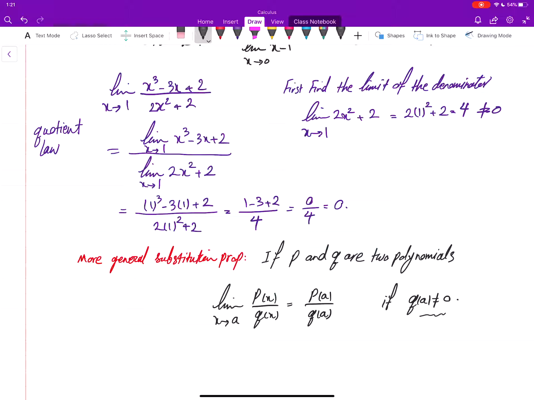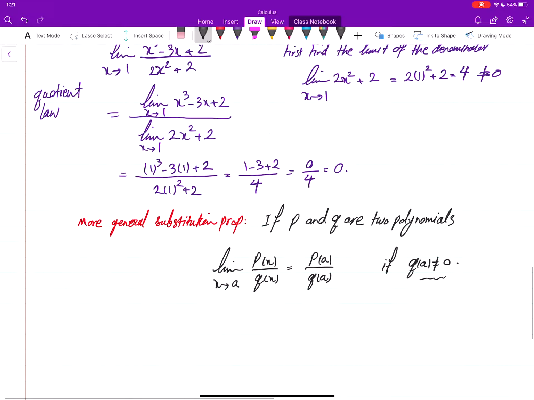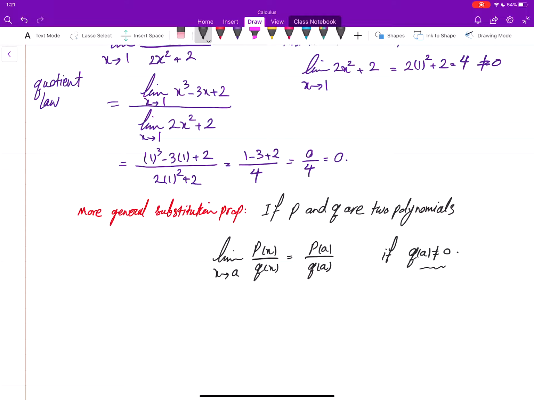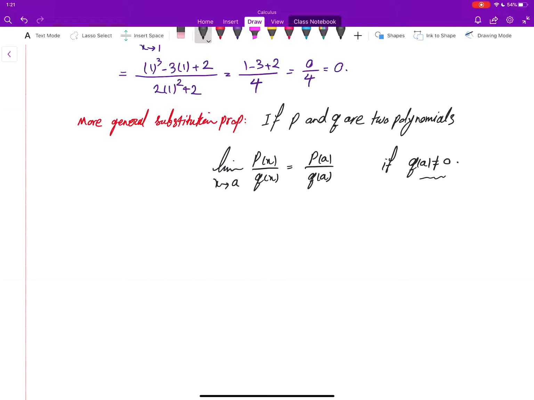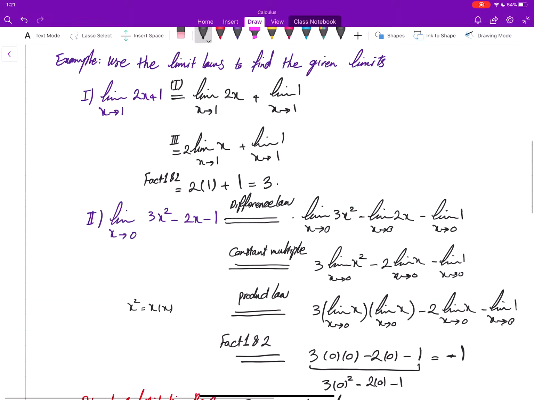So when you have a rational function and are trying to find its limit, check the denominator first. Evaluate the denominator at a. If it is non-zero, you just plug in for the numerator and denominator and go on like that. As you can see, this helps us a lot to compute limits. There are two more laws that I will add here. So that was up to 5, I believe.